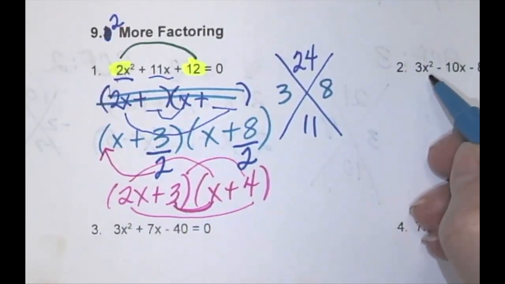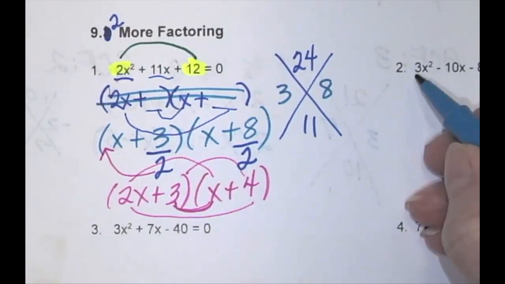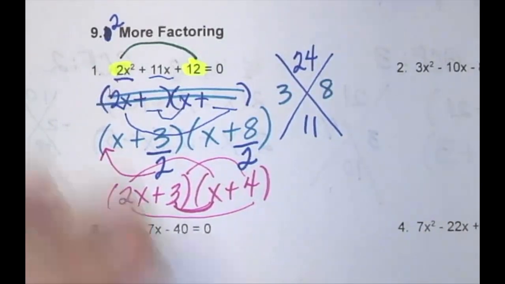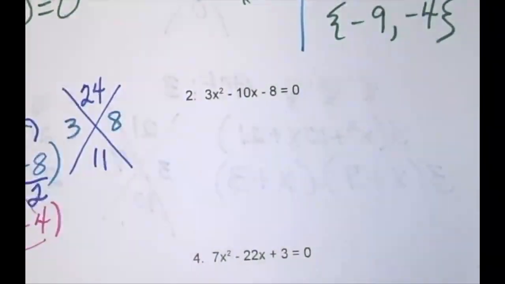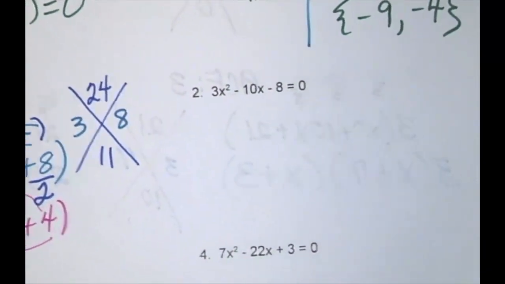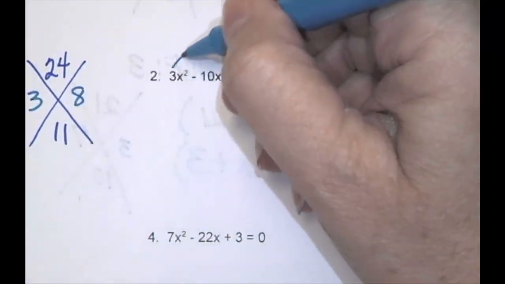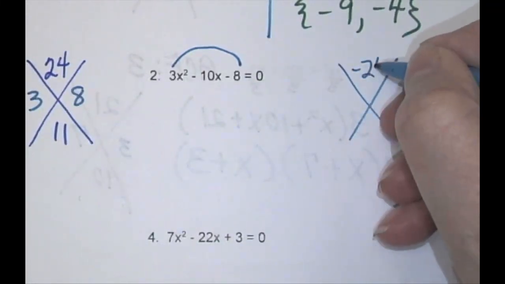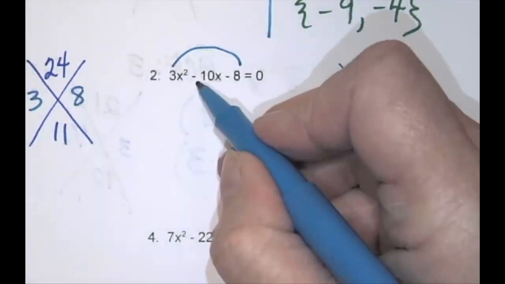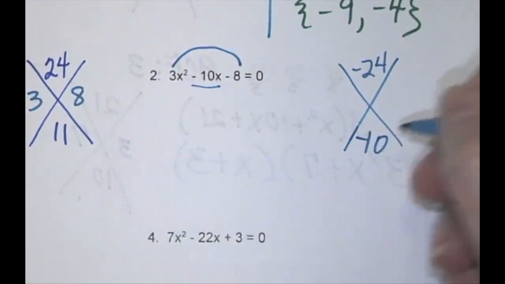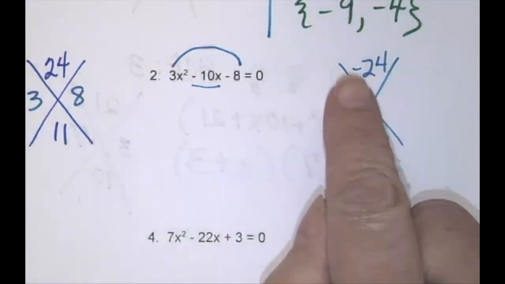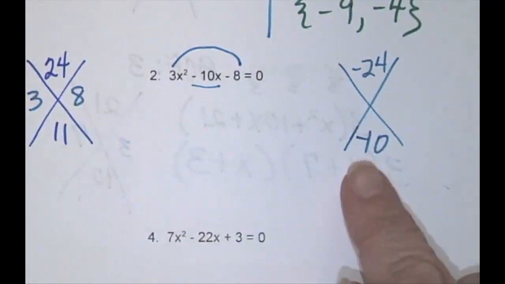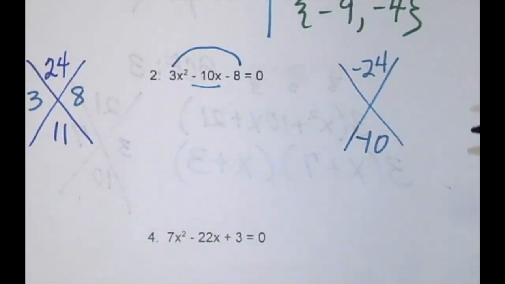First of all, is there a GCF? We always check for a GCF first. And no, there is not. 3 can't go into these other two numbers. So our first step is to do 3 times negative 8. That gives us a negative 24. Then the negative 10 is what I want to add to. So I want the numbers that multiply to negative 24 but add to negative 10.